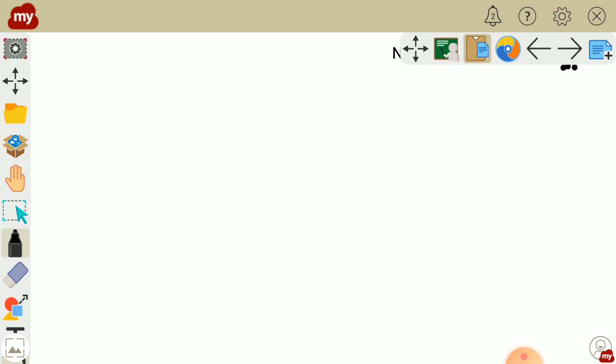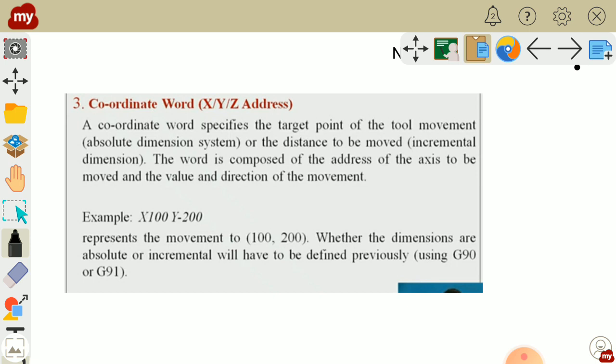Next, coordinate words, X, Y, Z addresses. A coordinate word specifies the target point of the tool movement in the absolute dimension system, or the distance to be moved in incremental dimensions. The word is composed of the address of the axis to move and the value and the direction of the movement. For example, X100 and Y200, which represents the movement to 100 and to 200.